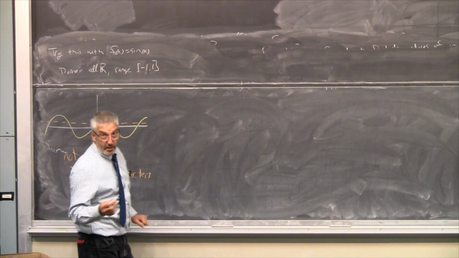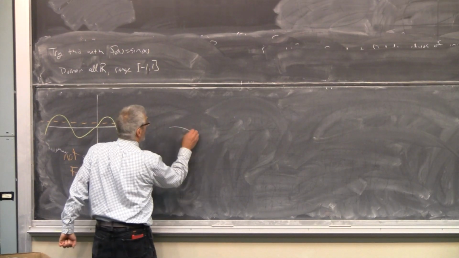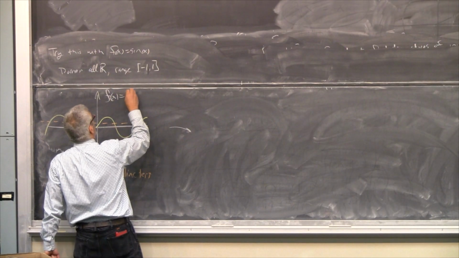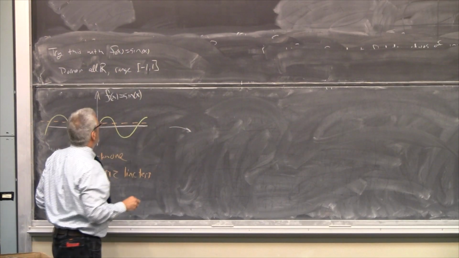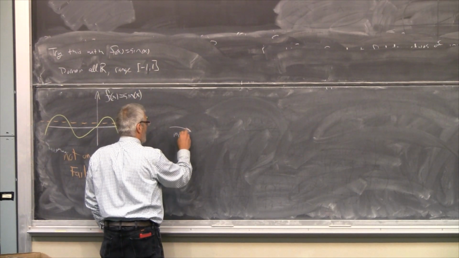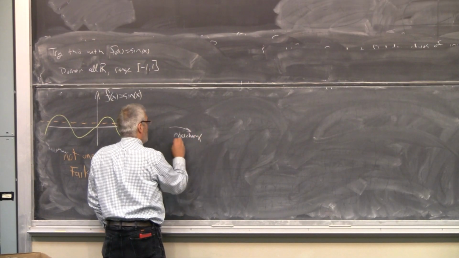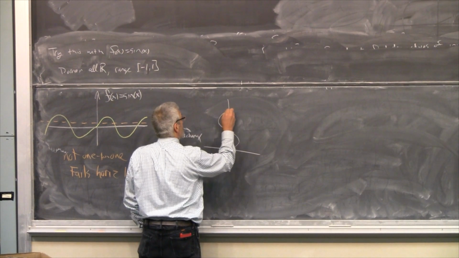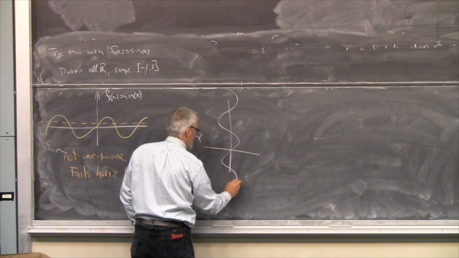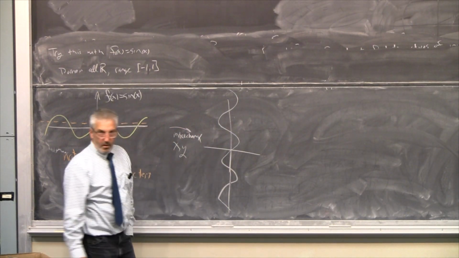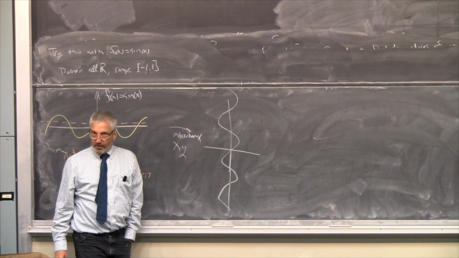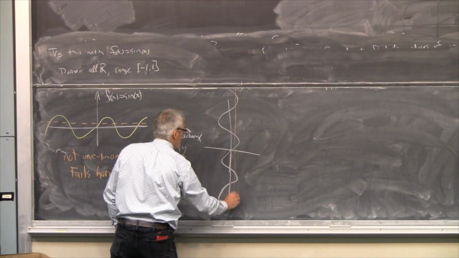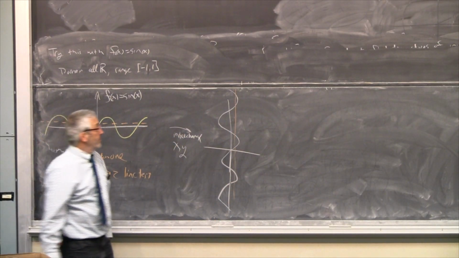Now, what if we try the trick of interchanging the x and y coordinates? So this is f of x equals sine of x. So if I interchange x and y, I get this graph. This graph is not the graph of a function. It fails the vertical line test.